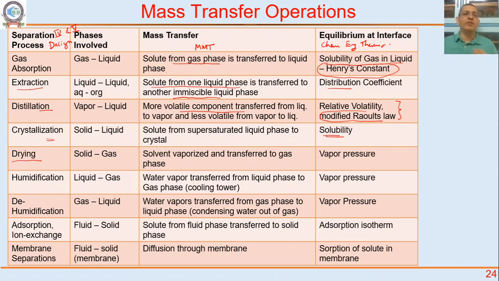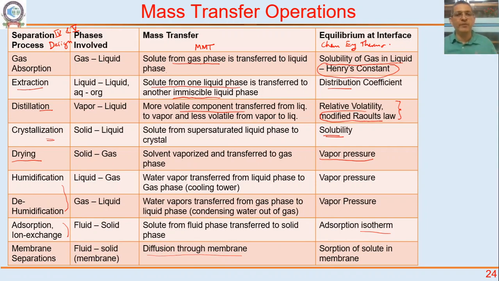Drying, I was drying solid crystals by vaporization of water. Water is getting transferred in the liquid phase from the solid mass into the vapor. It is dictated by the vapor pressure at the temperature of the liquid, equilibrium. Humidification, dehumidification we talked about. Adsorption and ion exchange. Adsorption, something is getting adsorbed from the fluid phase into the solid phase, carbon if you like. It is dictated by adsorption isotherm, again dictated by thermodynamics. Okay. Membrane separation, we'll talk more about this in semester 5 when you start doing separation processes.